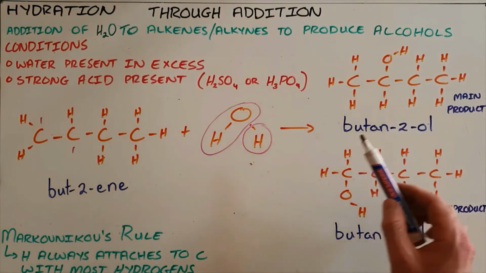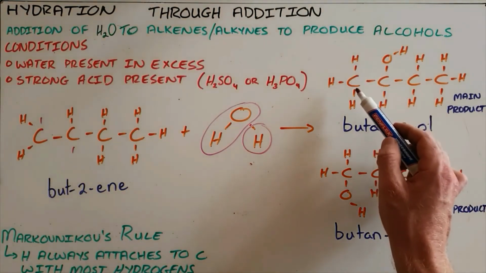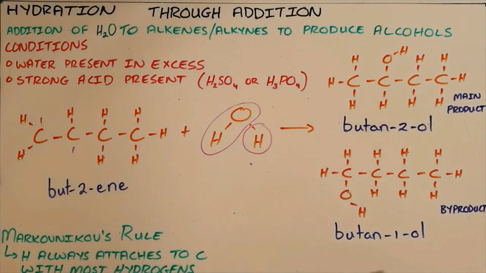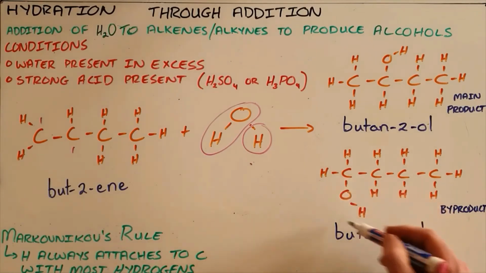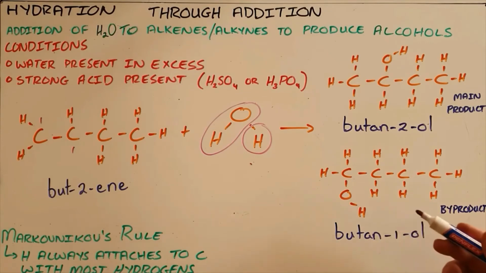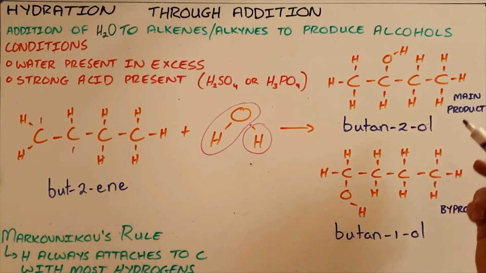The first product here being butane-2-ol, where the hydrogen has attached to the first carbon and the hydroxyl group has attached to the second carbon. And the other product possible being butane-1-ol, where the hydroxyl is attached to the first carbon and the hydrogen attached to the second carbon. We can determine that the butane-2-ol is the main product by Markovnikov's rule, which tells us that the hydrogen will always attach to the carbon with the most hydrogens.